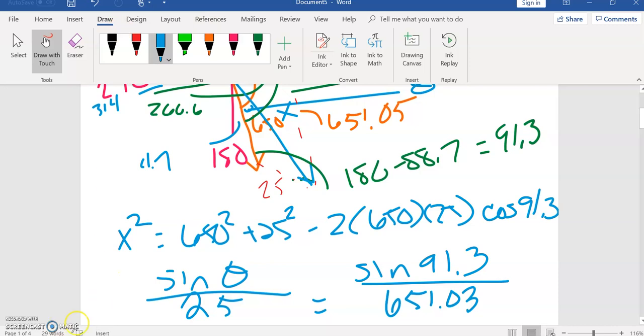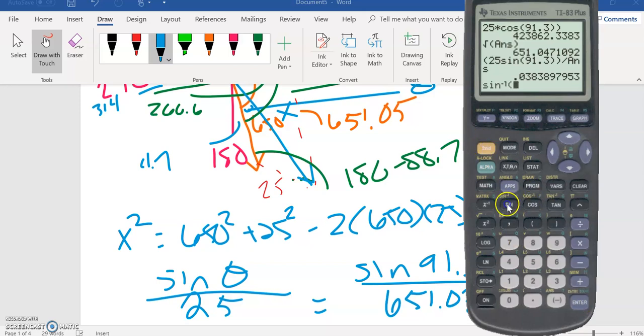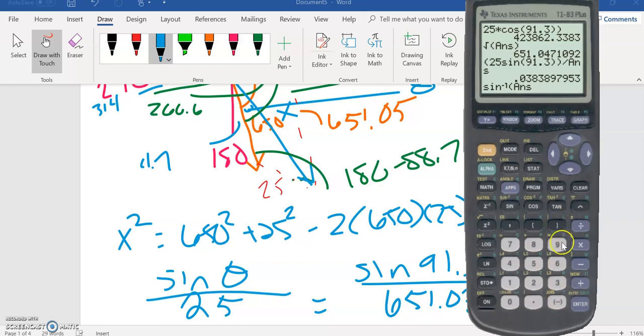So now getting my calculator back out, I'm going to do 25 sine of 91.3 divided by my answer. So this is the sine of theta equals this. I'm going to take the inverse sine, and I get 2.2. This is my adjustment.